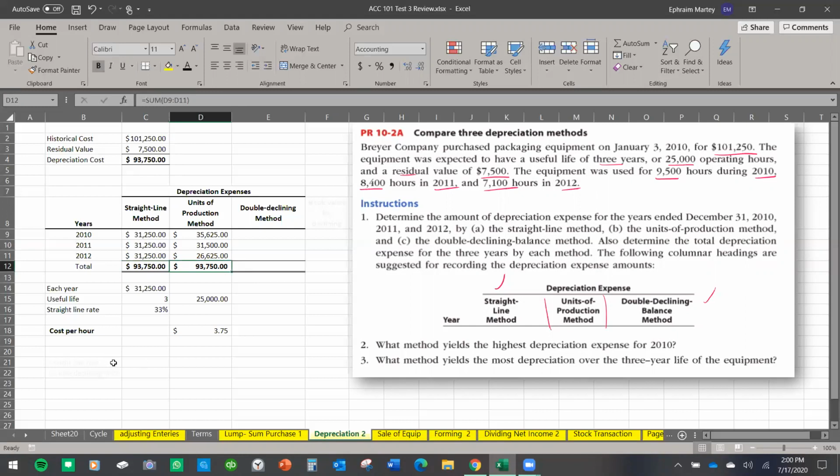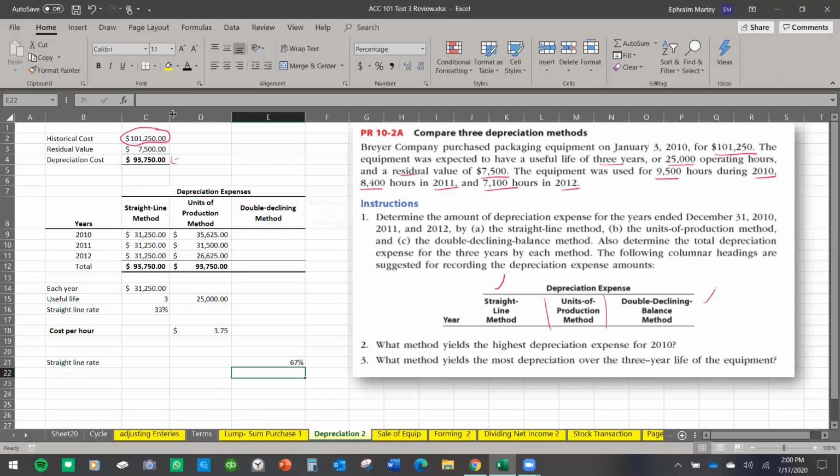Double declining is simply double the straight line. So you need to find the rate of the double declining. If the straight line is 33%, the double declining rate will be times 2, so twice that. So the double declining rate is 67%. The only difference is you start depreciating it from the historical cost. With straight line, we depreciated it from the depreciation cost.